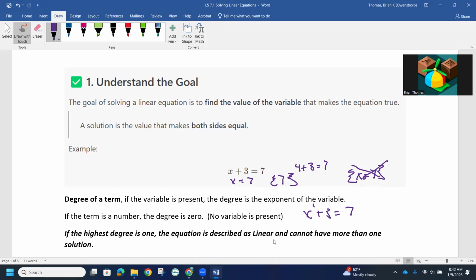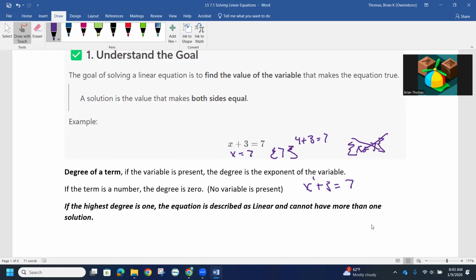Now, important here is a linear equation cannot have more than one solution. So if you find one answer, there cannot be more than one answer if we're solving a degree 1 or a linear equation. So keep that in mind.